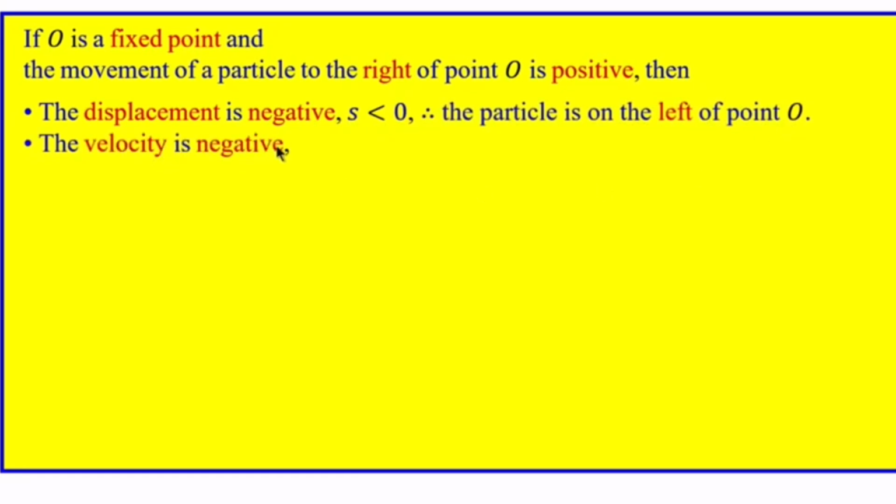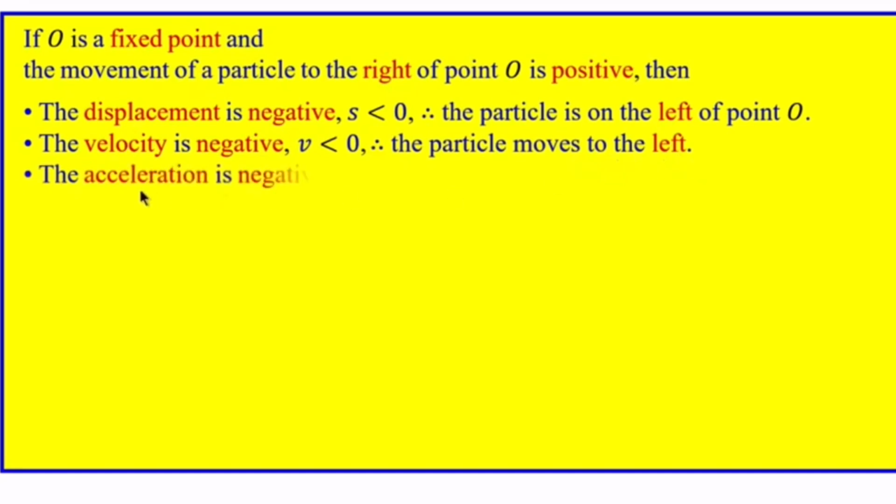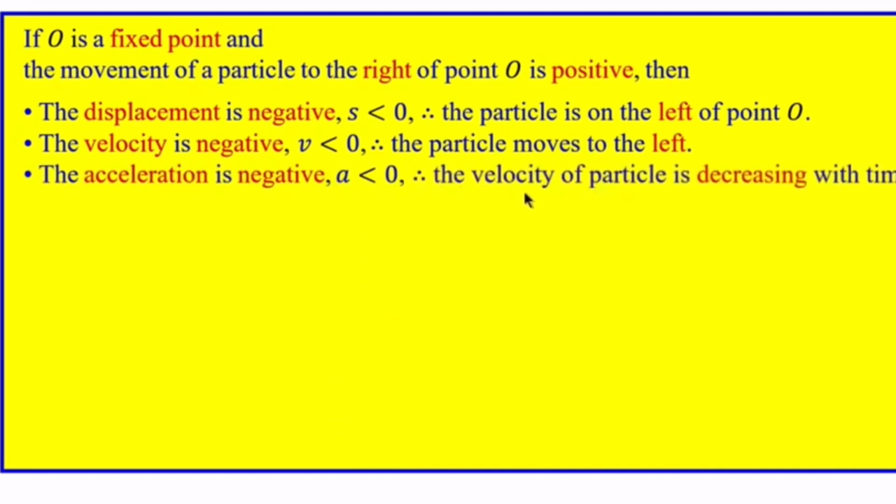Okay, the velocity is negative, V less than 0. The particle moves to the left when V is less than 0. The acceleration is negative, a less than 0. When we talk about a less than 0, it means the velocity is decreasing with time.